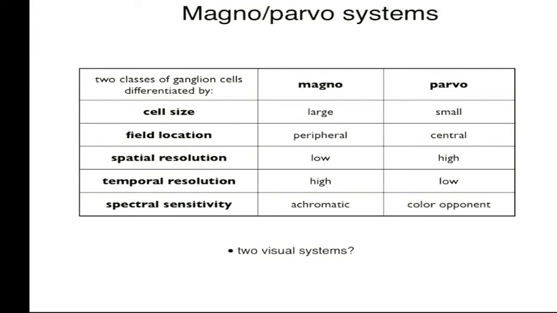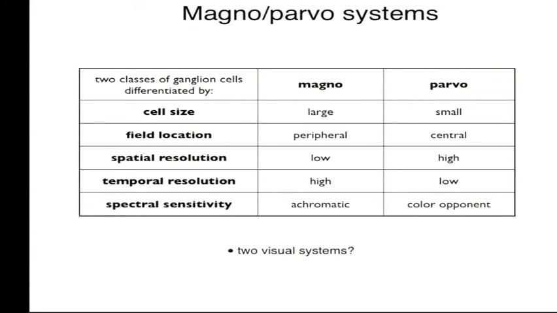The spatial resolution of the magno cells is low, and so the receptive fields are very big, okay? The spatial resolution of the parvo system is very high, so the receptive fields are generally small. The temporal resolution of the magno system is high, so it's very sensitive to changes in light intensity or an edge coming across it, okay? Conversely, the temporal resolution of the parvo system is low, so it's not very sensitive to temporal changes. And the magno system is largely achromatic, and the parvo system is color opponent.